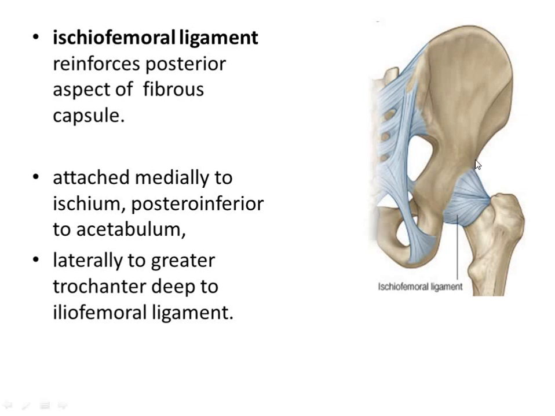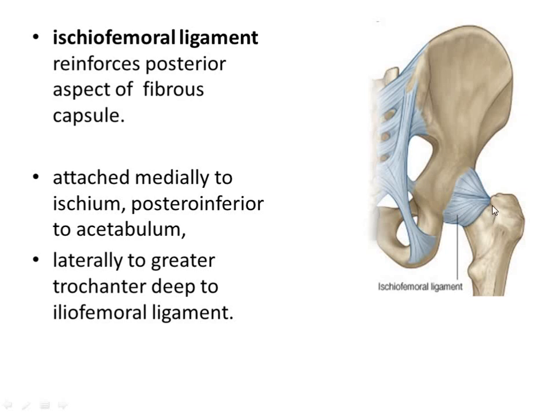The ischiofemoral ligament, the third important ligament reinforcing the fibrous capsule from the external aspect, is reinforcing it from the posterior aspect. It is present posteriorly. Medially, it is attached to the ischium, just postero-inferior to the acetabulum. And laterally, it attaches to the greater trochanter, and this ligament also lies deep to the iliofemoral.